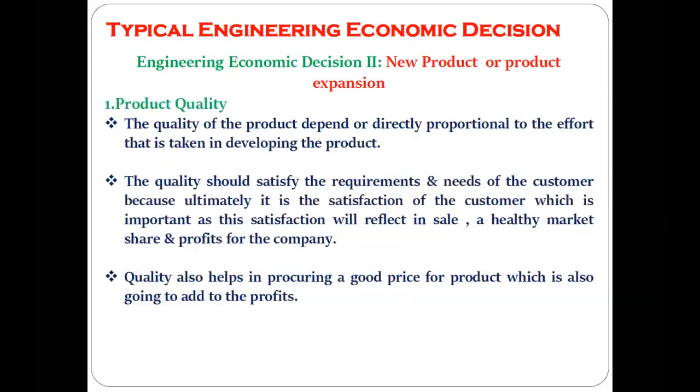Okay, in that, as I said, the first dimension using which the profit can be predicted is nothing but product quality. Now, if the particular manufacturing company, as we are taking the example of Tata company, has produced the Altroz car, what do you mean by the quality of the product?